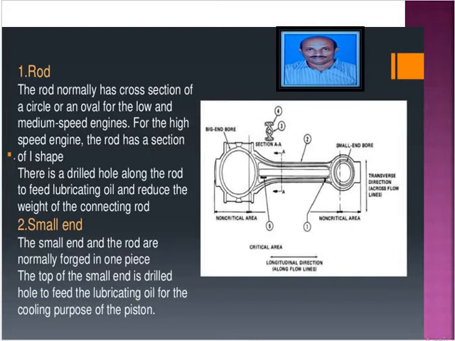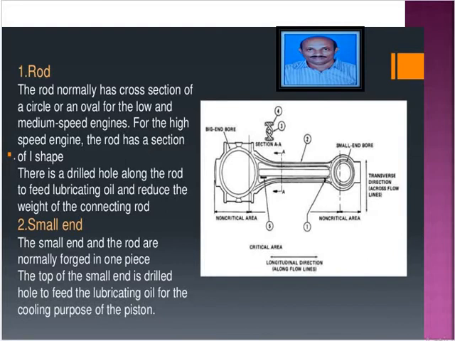The small end and the rod are normally forged in one piece, and the small end has a drilled hole to feed the lubricating oil for cooling and lubricating purposes. I am showing this very clearly, and I showed the sections over there. Generally, an I section will be there for this.